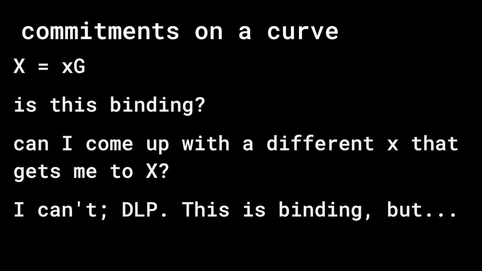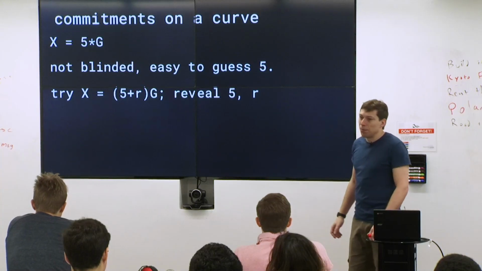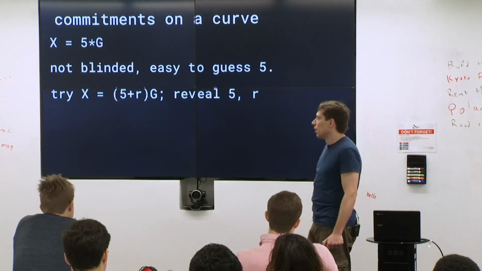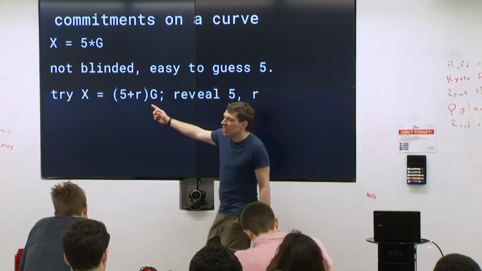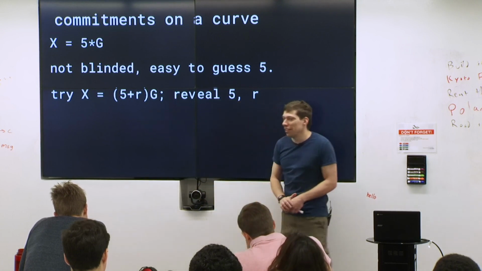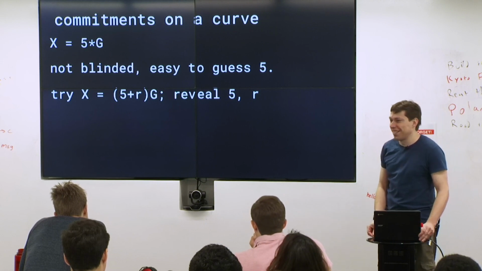Okay, so this is binding, but there are asterisks there. It's not blinding, right? So same problem as the raw hash-based commitment, where if I want to commit to the number 5, and I just say, okay, 5 times G, and that's my point that I'm going to use for my commitment, same problem. A for loop will pretty quickly show you that it was 5. Okay, how about this? Seems like a good idea? I should say it in a less obvious way. It's not a good idea.